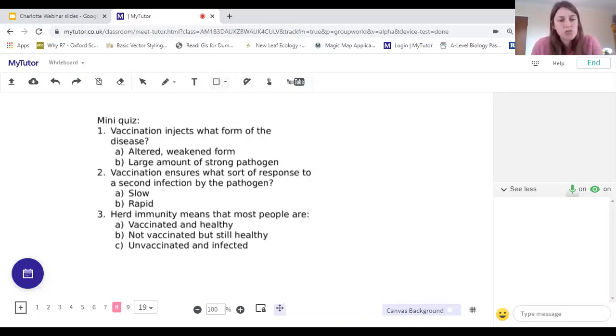And then question 3, herd immunity means that most people are A, vaccinated and healthy, B, not vaccinated but still healthy, or C, unvaccinated and infected. A, good. That's exactly what we need. So herd immunity means that most people are vaccinated and healthy. Okay. Any questions about vaccination?